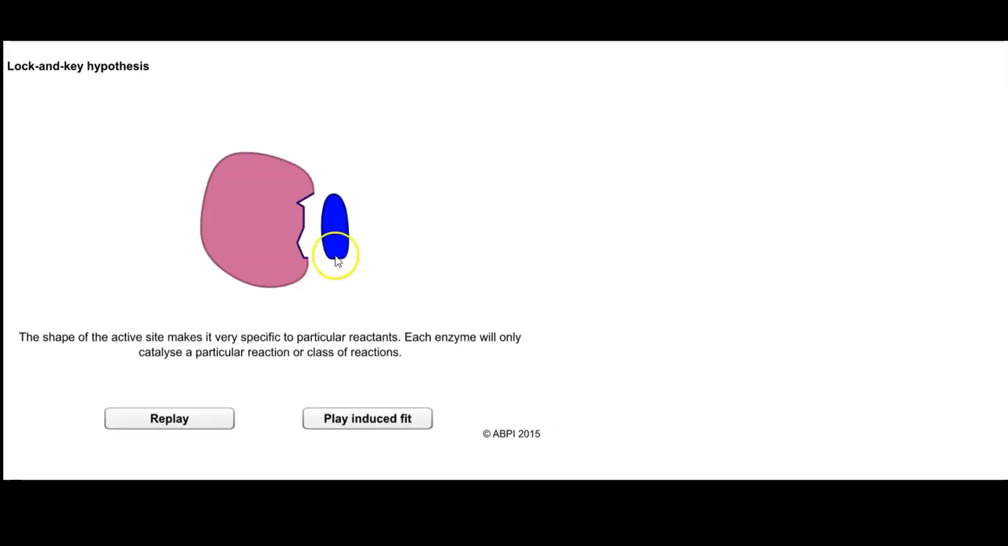If the substrate does not have a complementary shape to the active site, enzyme catalysis cannot occur. So each enzyme will only catalyze a particular reaction or class of reaction.